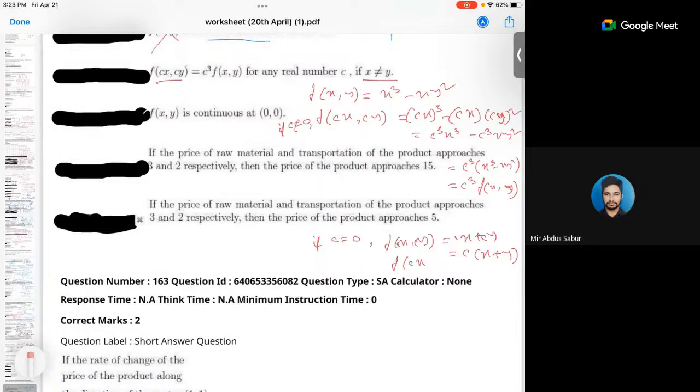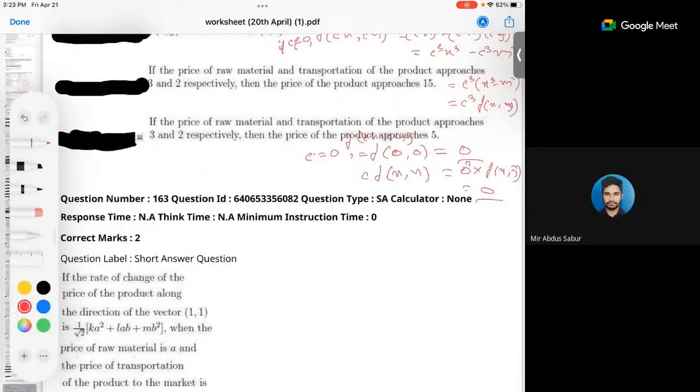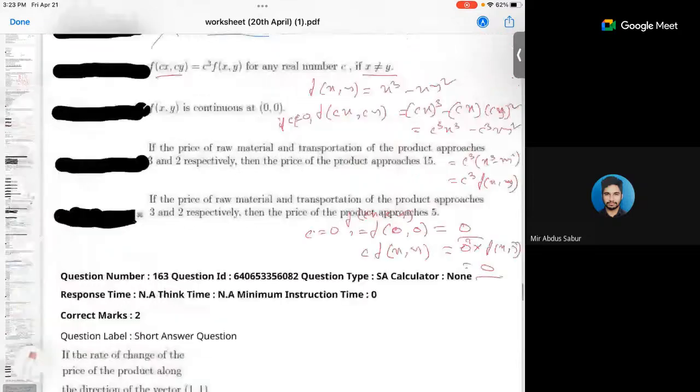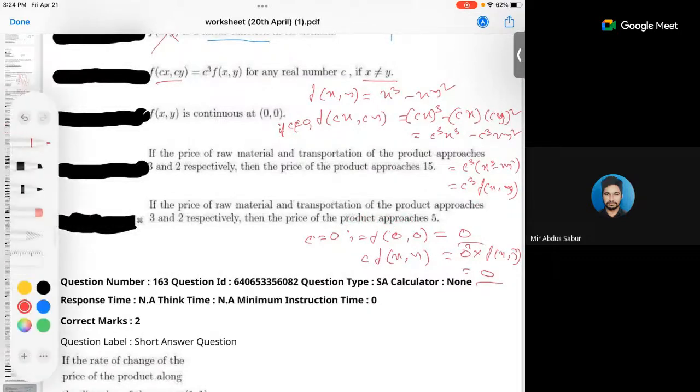So actually, if c is equal to 0, then f of (cx, cy) means f of (0, 0), that is 0, and c times f(x, y) means 0 into f(x, y), that is 0. So it is f of (cx, cy). So again, this property is satisfied. Also, you can write this as 0 cube. So again, this property is satisfied. So this one is correct.